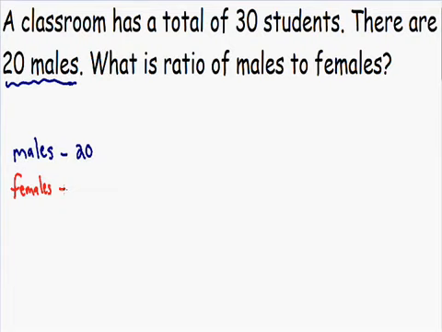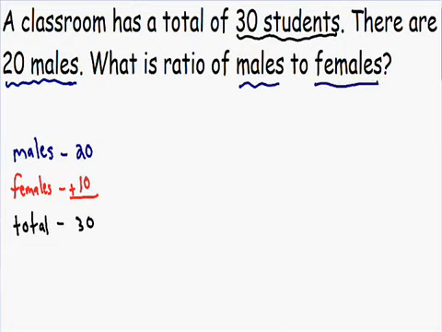But the total number of students is given to us. It says the classroom has a total of 30 students. So we know that there is a total of 30 students. So now we can use this information to find the number of females. We know that the number of females has to equal 10 because if we add the number of males together with the number of females, 20 plus 10 must equal our total of 30. So at this point, most of you can probably finish this on your own. The question is asking us, what is the ratio of males to females?